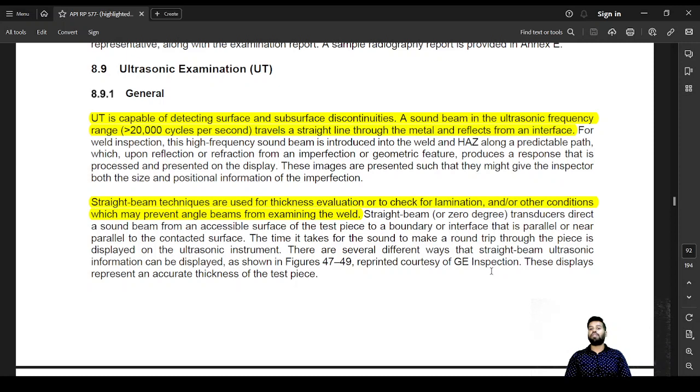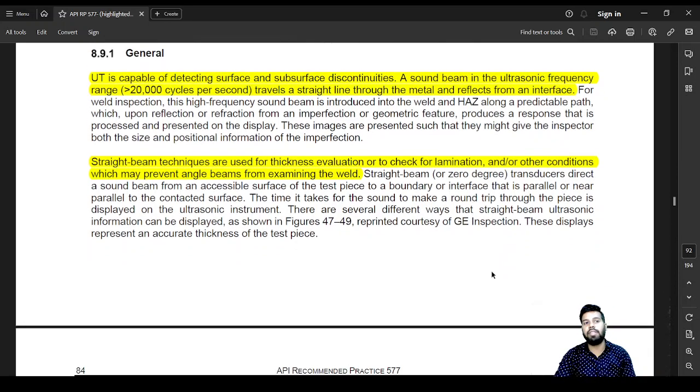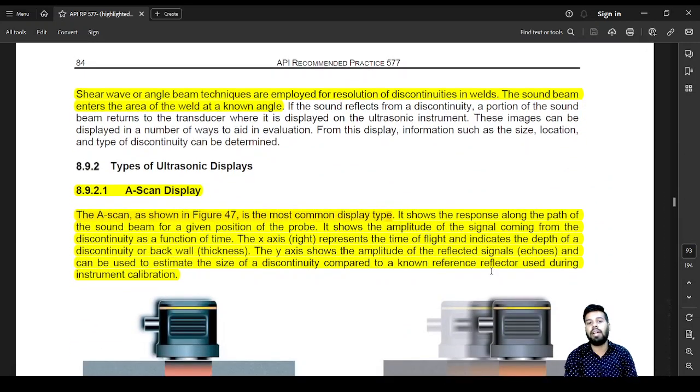Straight beam techniques are used for thickness evaluation or to check for lamination, another condition which may prevent angle beams from examining the weld. Whenever we are inspecting a weld, we will generally be using an angle beam technique. Shear wave or angle beam techniques are employed for resolution of the discontinuities in a weld.